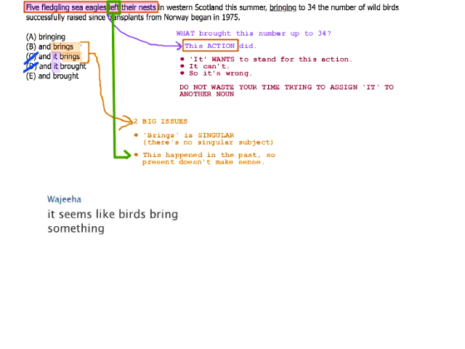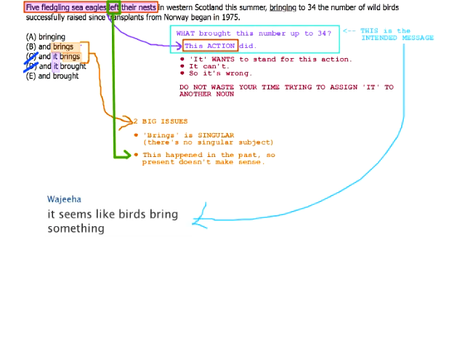This is the initial understanding of the sentence that you've got to have: the birds didn't really do anything directly. It was the action that did, right? Regardless of the way the sentence is originally constructed, we don't really care what the original construction is. This is the intended message, and therefore this is not the intended message.